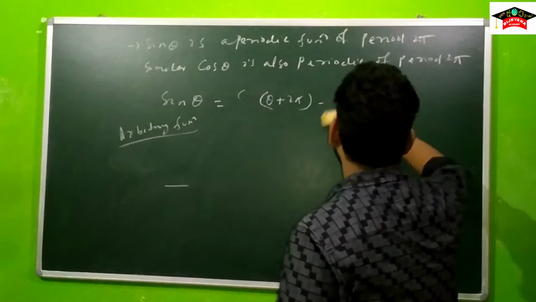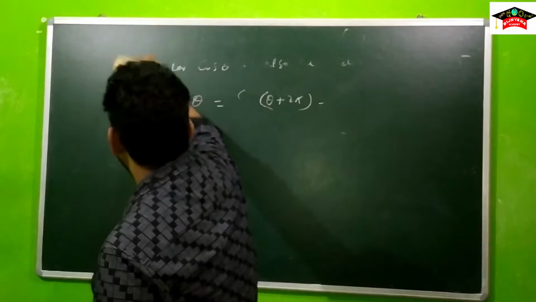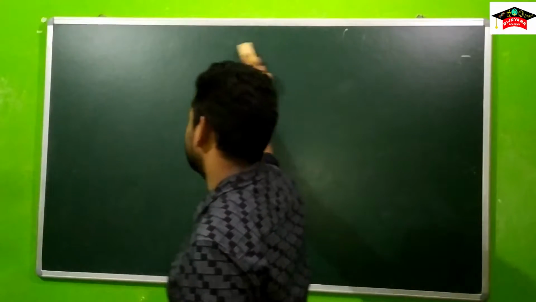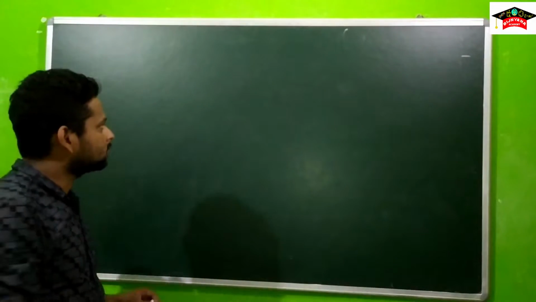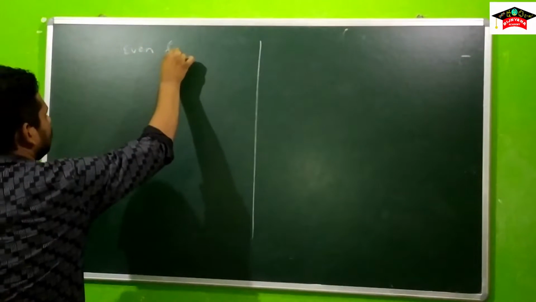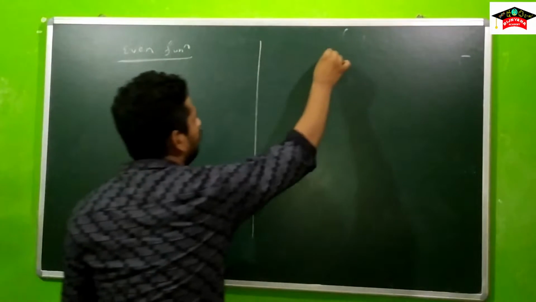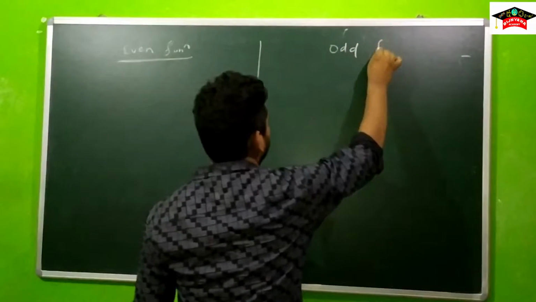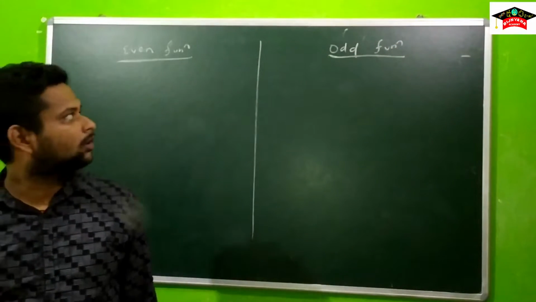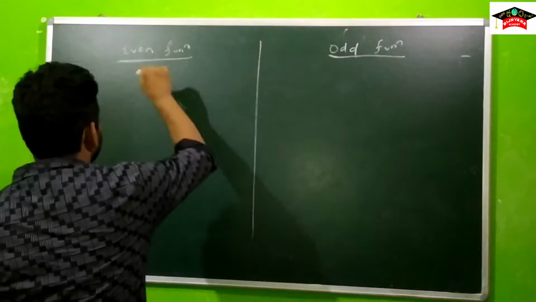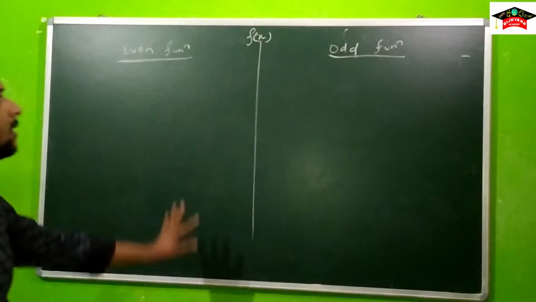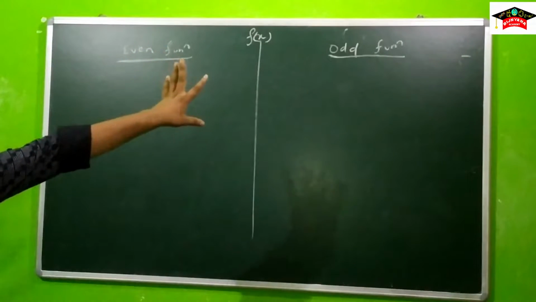Next we will see the basic idea needed to understand the Fourier series: what is an even function and what is an odd function. So I will compare the two functions here. You always know that an arbitrary function is f of x. Let the function be f of x, any function. That means the function has the variable x.